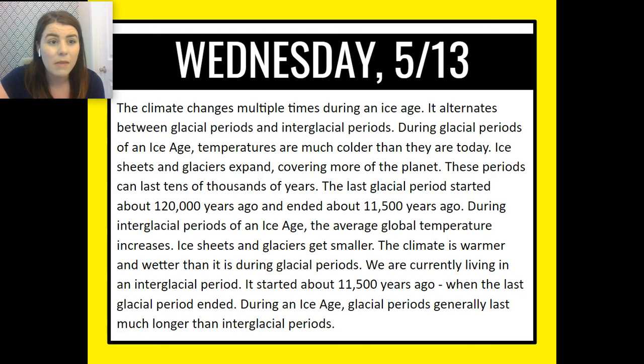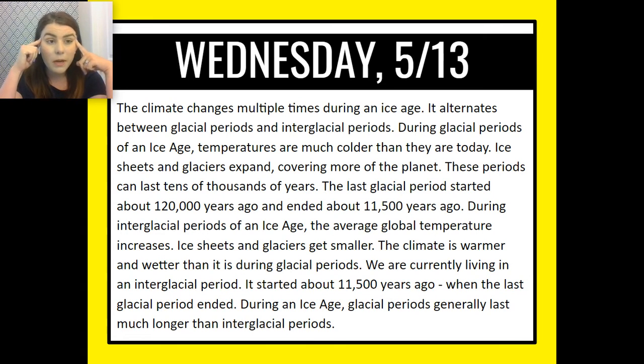This one is pretty meaty and talks a lot about glacial and interglacial periods. So after I read, I'm not going to paraphrase it, but we're going to talk a little bit more about the science behind it so we hopefully can answer some questions later on. The climate changes multiple times during an ice age. It alternates between glacial periods and interglacial periods.